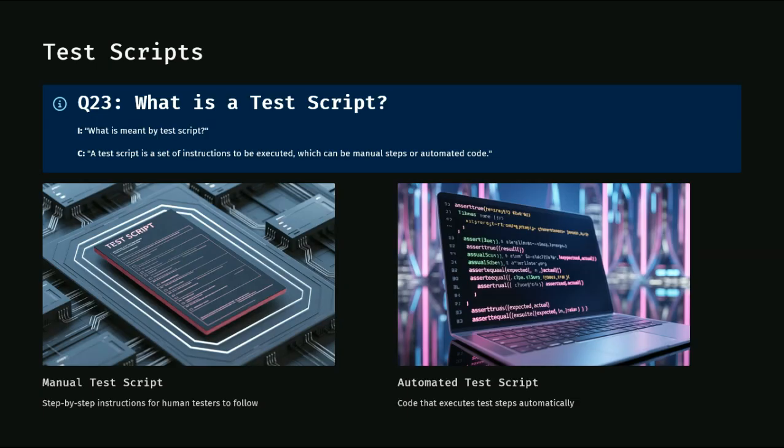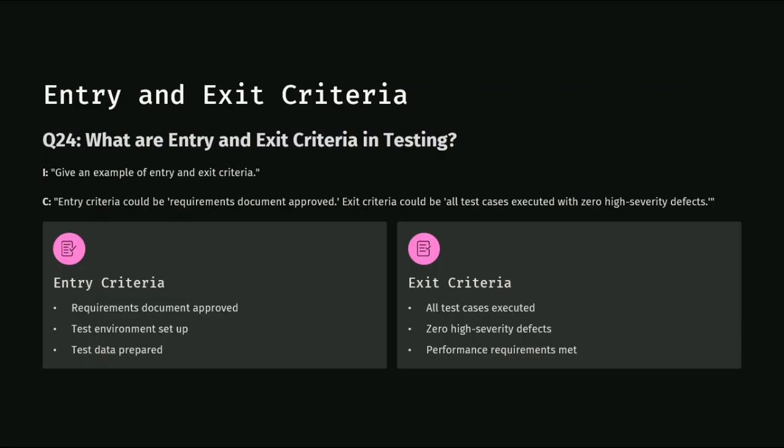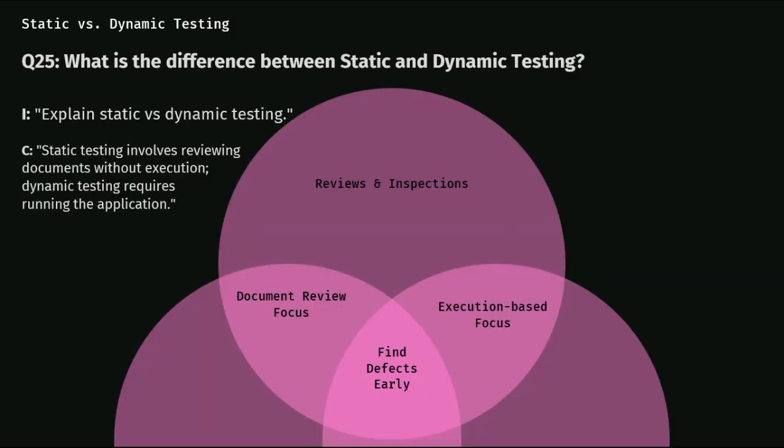Now, what is a test script? A test script is a set of instructions to be executed, which can be manual steps or automated code. Next is, what are entry and exit criteria in testing? Entry criteria could be requirements document approved, and exit criteria could be all test cases executed with zero high severity defects. Right? So let's move to the 25th.